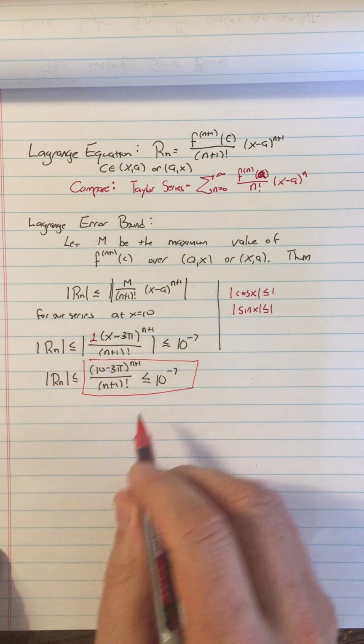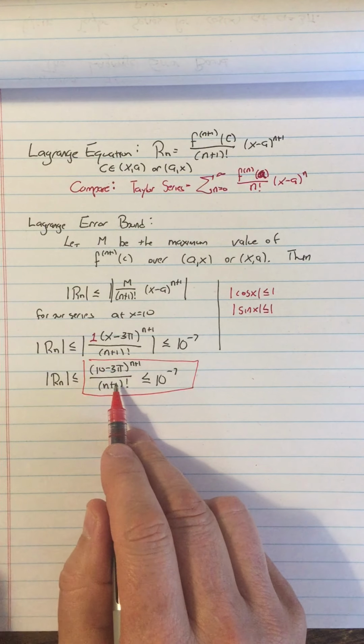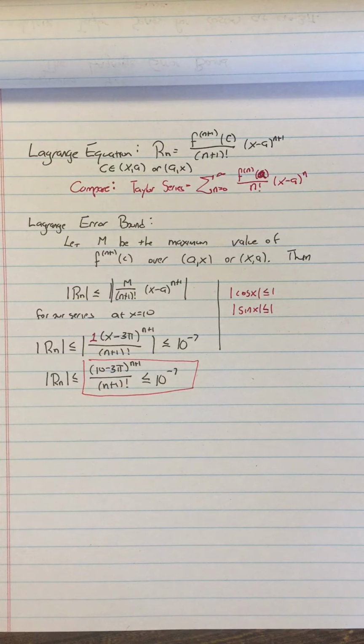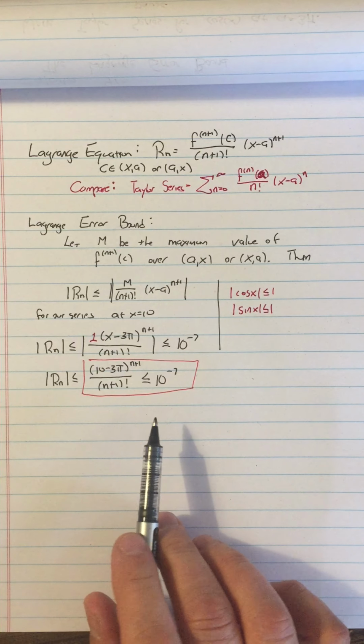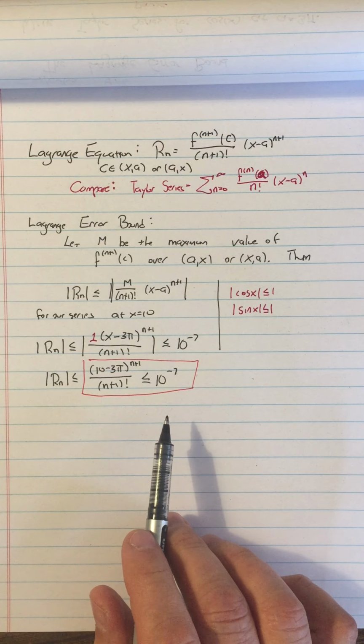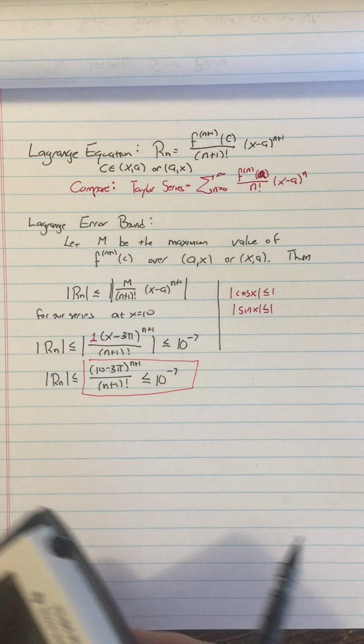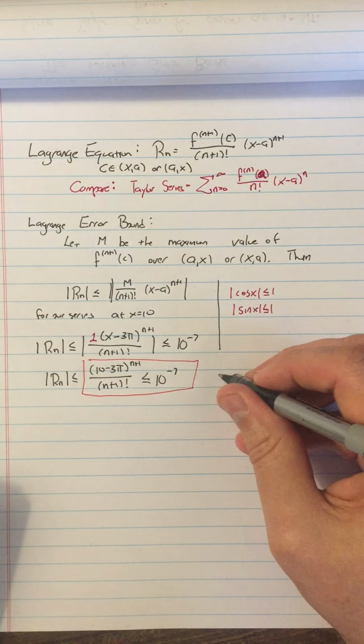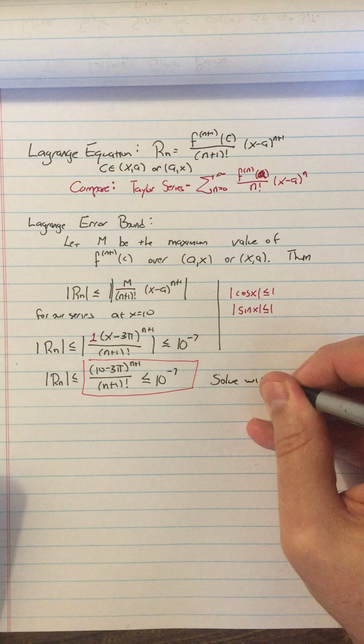So I've used my Lagrange error bound, and I've set it less than or equal to the accuracy that I want. Now, how do I solve it? Well, you can play around with trying to solve this inequality. There isn't really any very direct way to do it, but what we can do is solve it with a table. So we will solve it with a table.